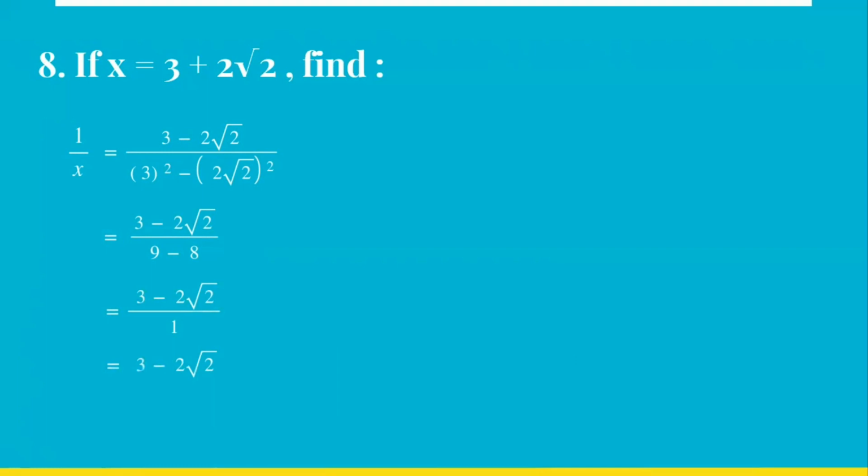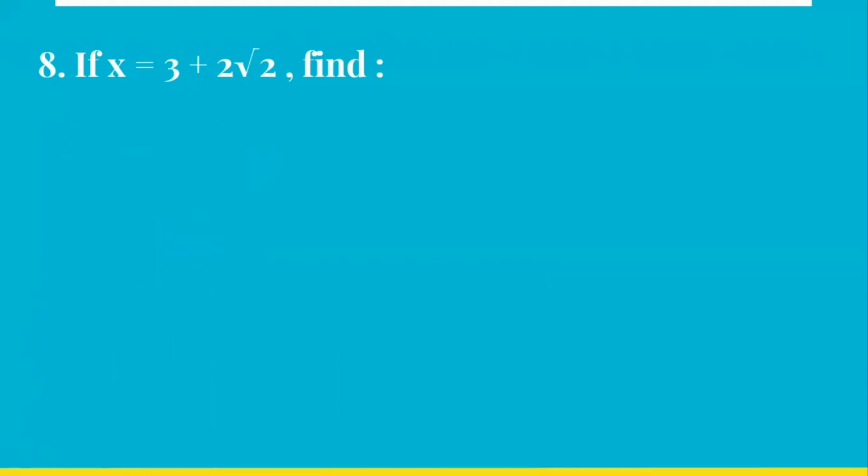Just remember, children, we are going to use this to solve the next problem. So the next question is x minus 1 upon x. Let us put the value which we got. We have got the value of 1 upon x. What was the value of 1 upon x? It was 3 minus root 2.